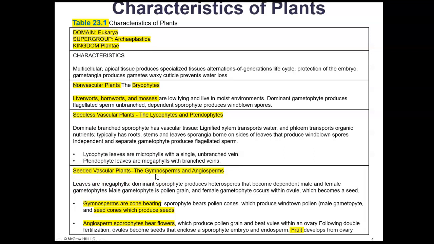Then we have the vascular plants that we call seed plants, and they're going to be the gymnosperms, which means naked seed, and most of them have cones. And the angiosperms, which means covered seed. And that's going to be the flowering plants. So these are going to have flowers and fruits.